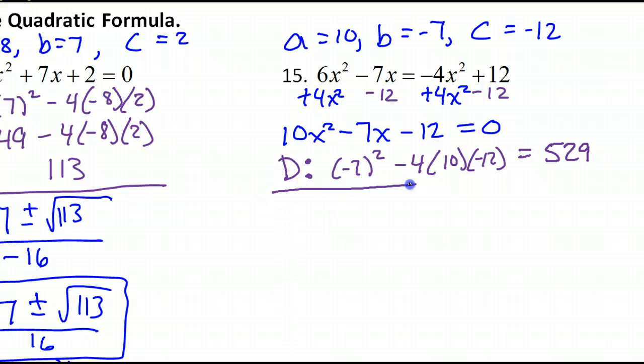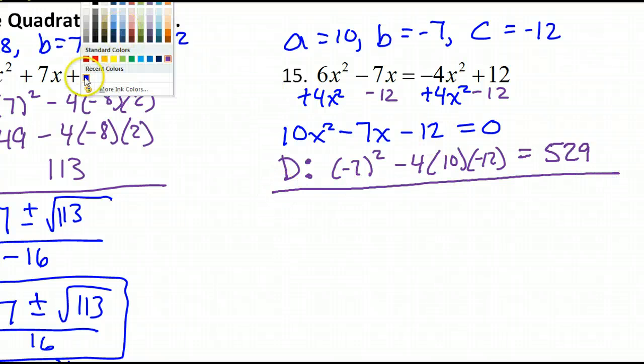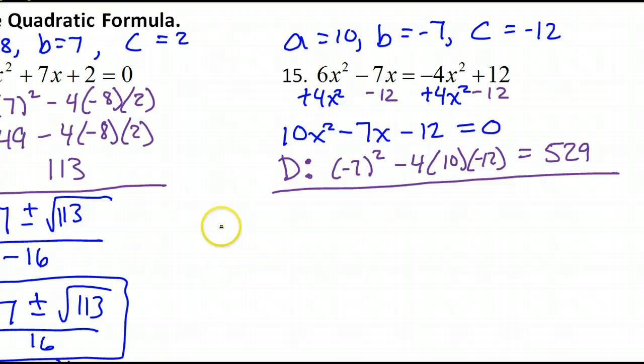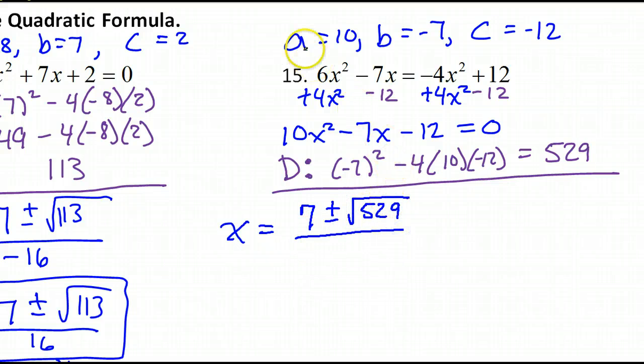So now let's find the solutions. So the solutions will be opposite of b. So negative 7 becomes positive 7 plus or minus square root 529. Your discriminant, all over 2a. A is 10, so 2a is 20. So we've got this. Do not put this entire thing in your calculator. Let's just do the square root of 529.